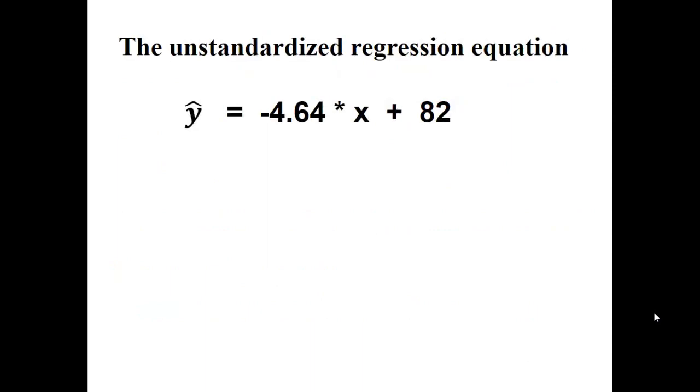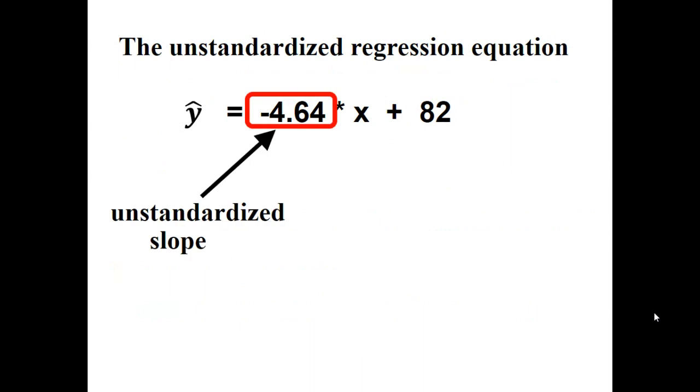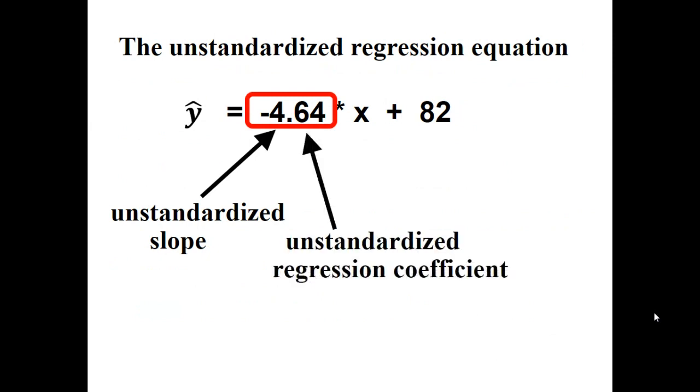Okay, now at this point we're ready for some new terminology. This is the unstandardized regression equation we've been working with. Unstandardized, but for when we're using raw scores. This number is called the unstandardized slope. It's also called the unstandardized regression coefficient. So it has two names, and you need to know both names because statisticians use both of these names.